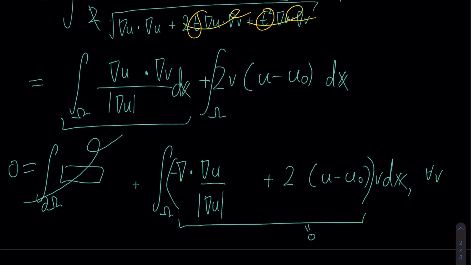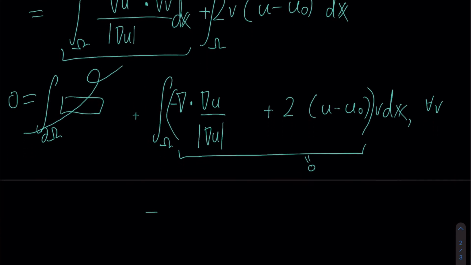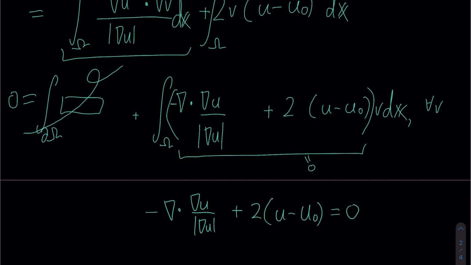So that's it. That's the Euler-Lagrange equation. To clean it up one last time, we're going to have this plus 2 times u minus u0 being equal to 0. And this is our solution.